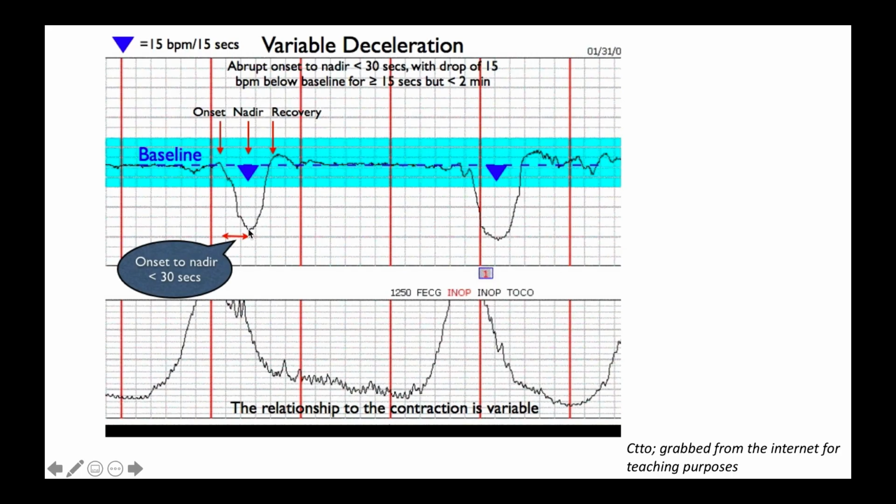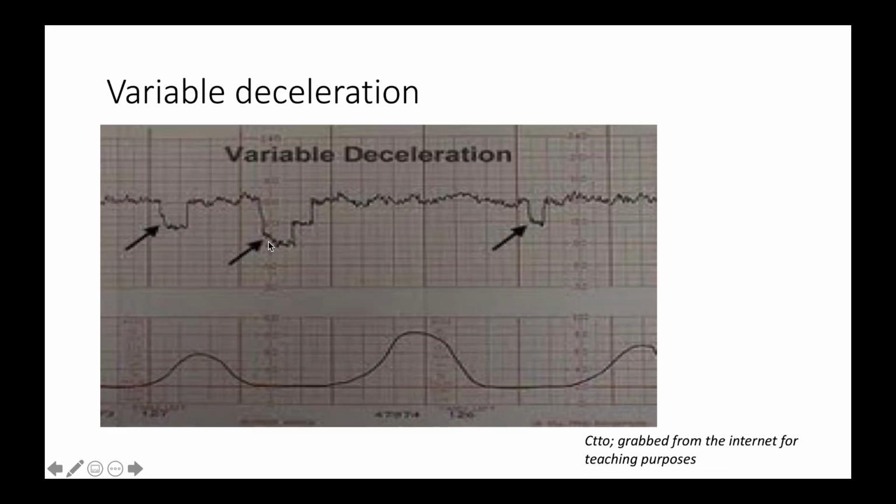So that's what you call an abrupt fall of the curve, or of the fetal heart rate. That's one of the specific characteristics of a variable deceleration. So instead of a gradual fall in the curve or in the fetal heart rate, there's an abrupt fall. And this is an example of the variable deceleration. You can see here that the fall in the fetal heart rate is abrupt, and there's no specific timing as to when it occurs in relation to the contractions.